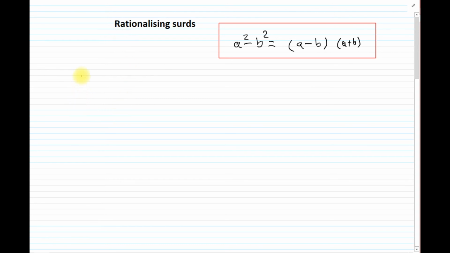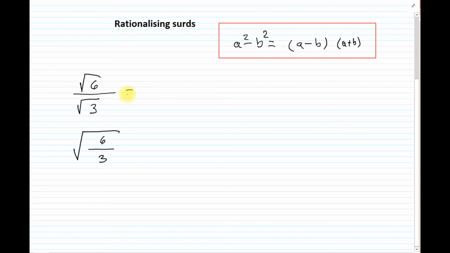Here is another example. Let's say I have square root of 6 divided by square root of 3. Incidentally, this is the same as square root of 6 over 3, i.e. square root of 2. But I'm trying to highlight an important issue here.